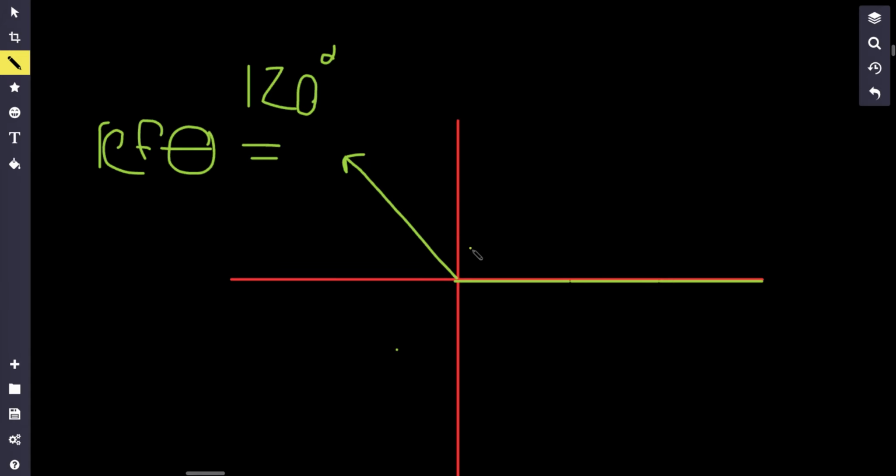And the reason for this is because, think about it, this right over here represents 90 degrees. So this angle that I've drawn represents 90 degrees. And obviously 120 is bigger than 90 degrees, so it's going to be in the second quadrant.